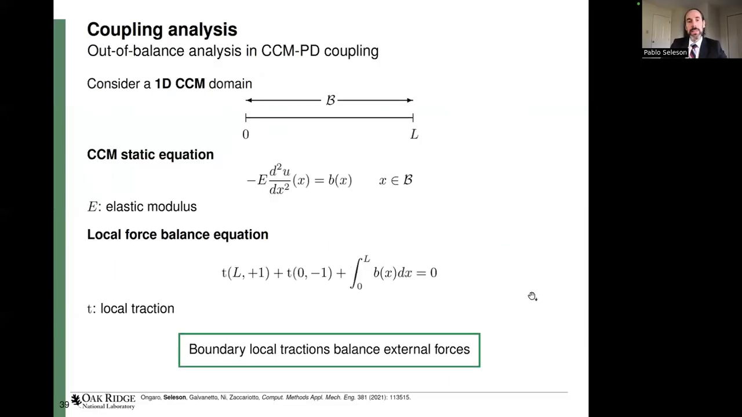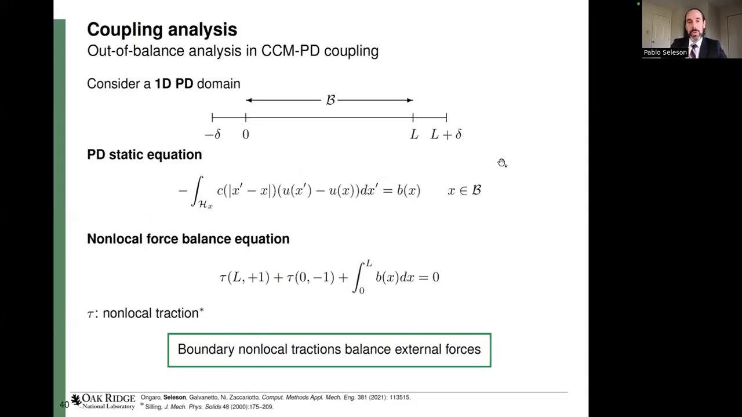To do that, let's go back to a one-dimensional case. Consider the classical model. Here is a static model. We have the domain from 0 to L. This is the body. And then we can integrate the equation over the entire domain and obtain, as a result, the following local balance equation, where the tractions on the boundaries balance the external forces. So the boundary local tractions balance the external forces.